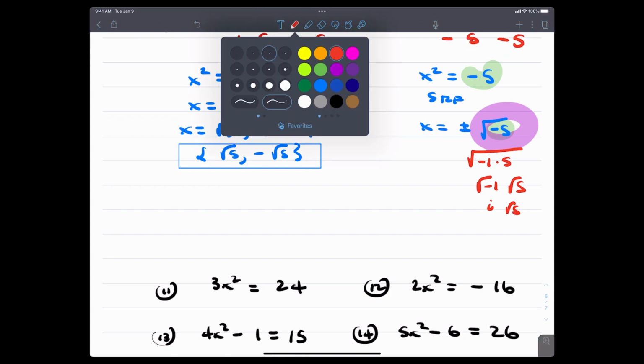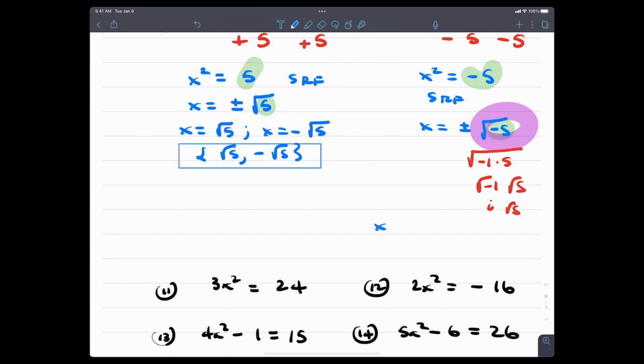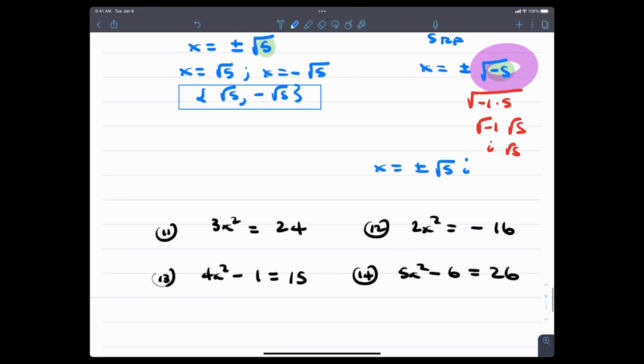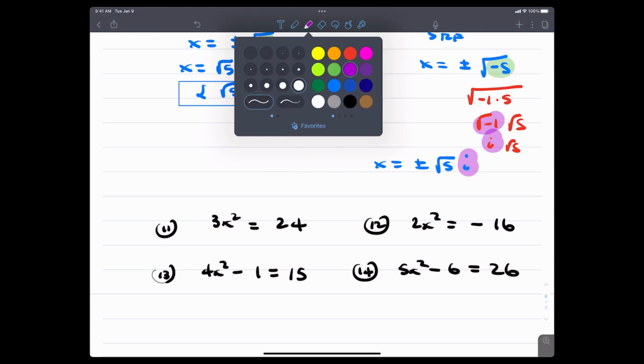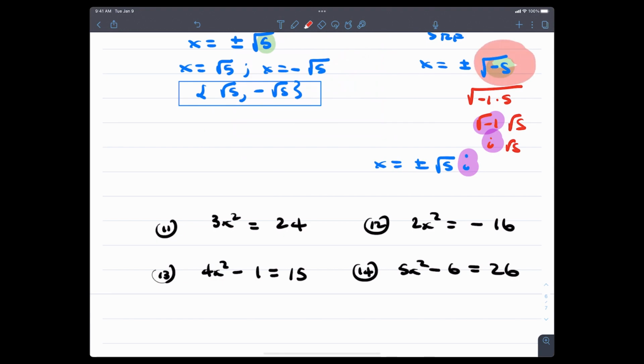Ladies and gentlemen, let's put this all together. Plus or minus square root of 5 with the i outside. You always put the i at the end. So be careful here because sometimes people don't do that. You put the i always at the end. I'm going to put this in red just to be consistent because we got to simplify that radical.